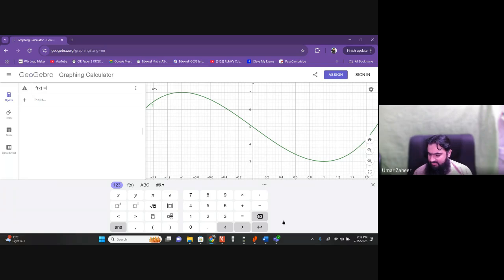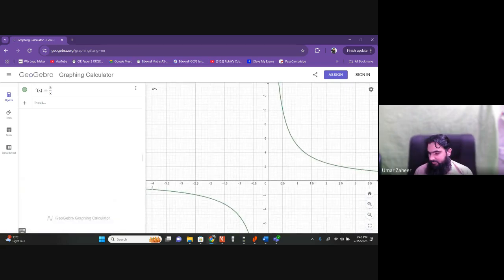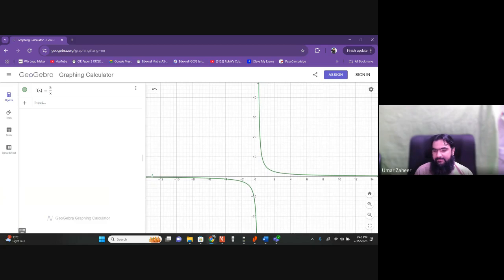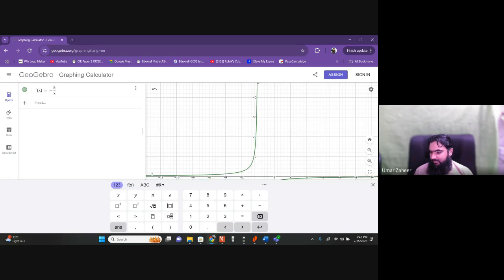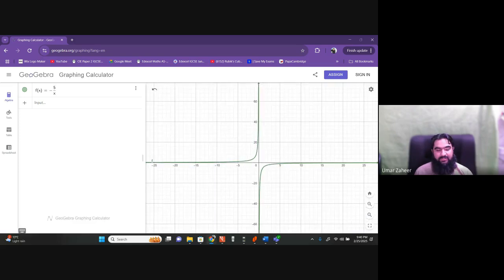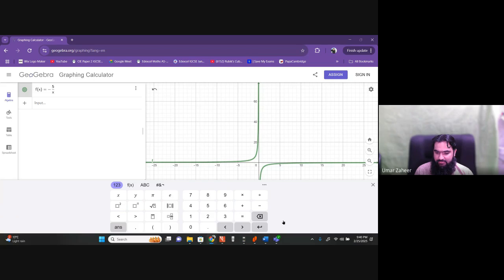Next, we have to check it. So you can take any constant, let's say 5, divided by x. Now look at here. You will get the graph in the first and third quadrant. Now let's say I make a negative sign here. Now look at here. The graph is in the second and fourth quadrant. This thing is clear.